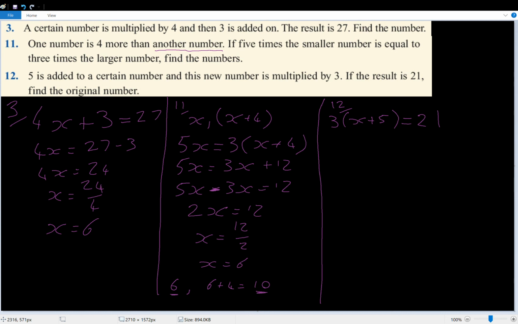So from here, we're going to multiply our bracket. We're going to get 3x plus 15 equals 21. And then from here, we're going to bring all of our numbers to the right and leave our letters on the left. So we're going to get 3x equals 21 minus 15, which means 3x is equal to 6. And then from here, we're going to take our 3, which on the left-hand side is multiplied by, and we're going to take it across, and it becomes divided by. It's going to be x equals 6 divided by 3. So x equals 2. And that is our solution for the last one.